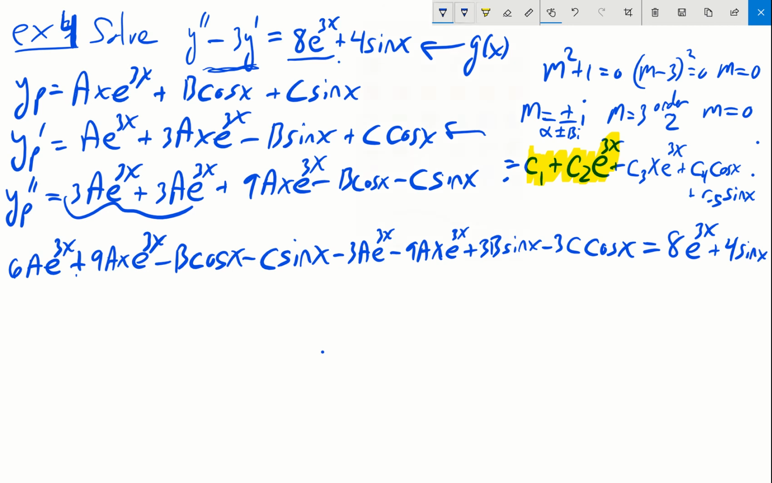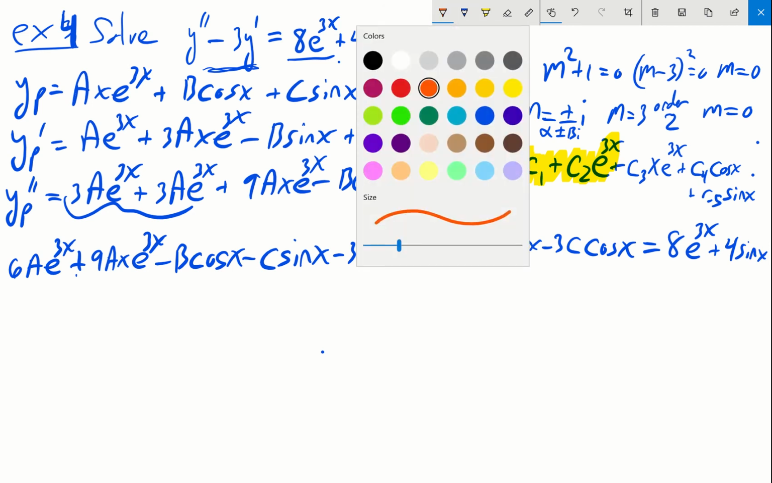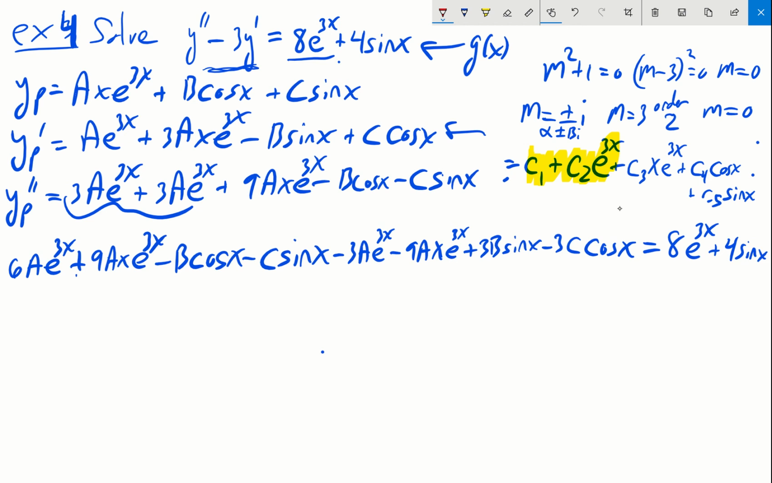We're now going to combine like terms on the left-hand side. One of the things I just kind of noticed immediately is that the positive 9Ax e to the 3x and the negative 9Ax e to the 3x, those two will cancel. We have two like terms here. 6 minus 3 will give us 3A e to the 3x.